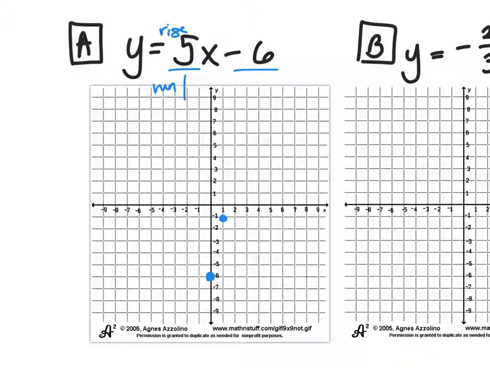Rise 5, run 1. I'll do the same thing. And the best thing to do is to complete this pattern as many times as you can on a given graph. Rise 5, run 1. All right, that's rise 5, run 1. And I know that this is correct. I want to connect it. I know that that's correct because my slope there looks positive, just like the equation said that it should be.